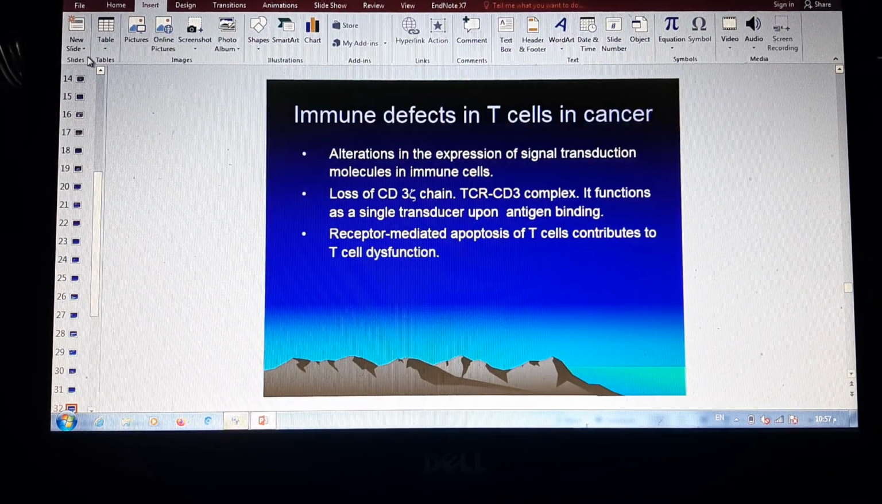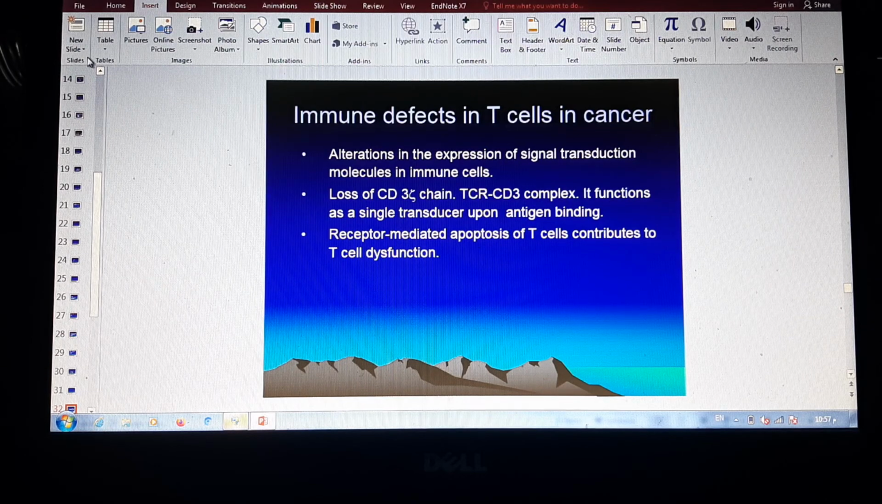The immune defects in T cells in cancers. First, there will be alteration in the expression of signal transduction molecules in immune cells themselves. Loss of the CD3 chain, the T cell receptor CD3 complex, which functions as a signal transducer upon antigen binding. Any defect of this complex will mean the signal will not reach the inside of the T cell, will not reach the nucleus, and there will be no response of these T cells.